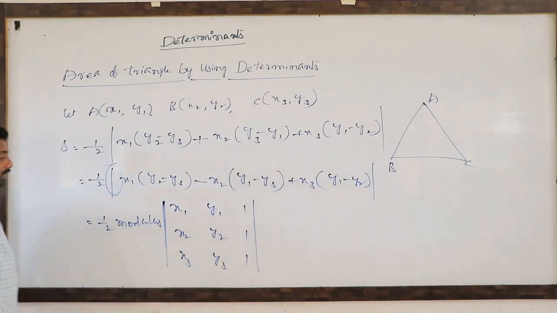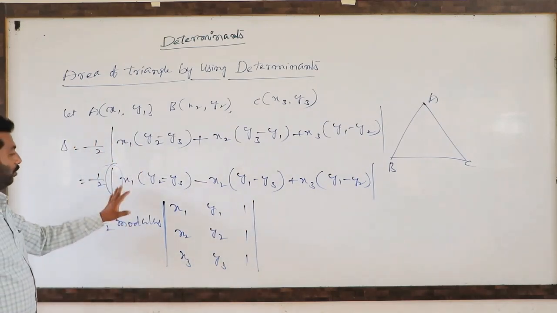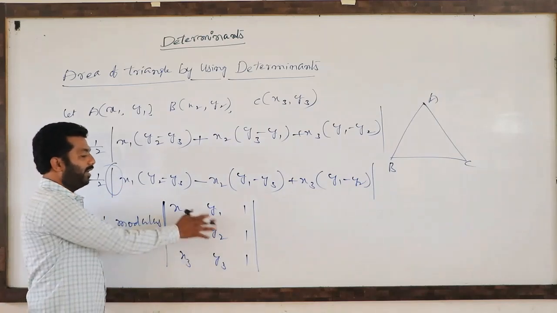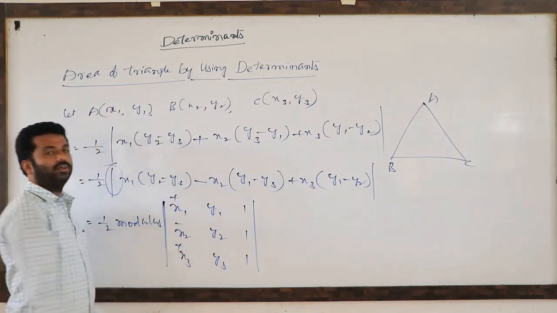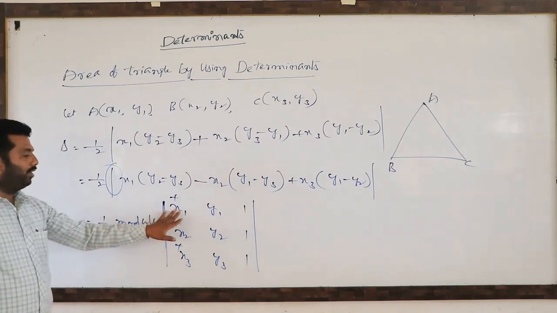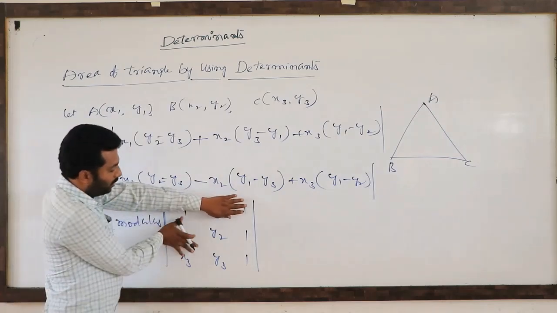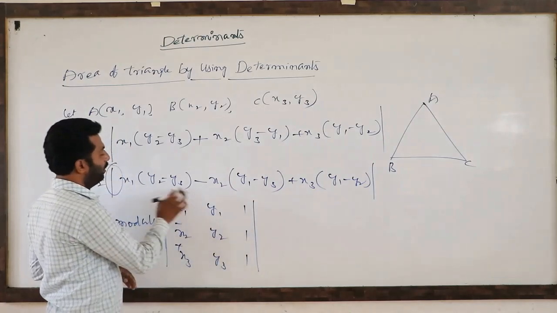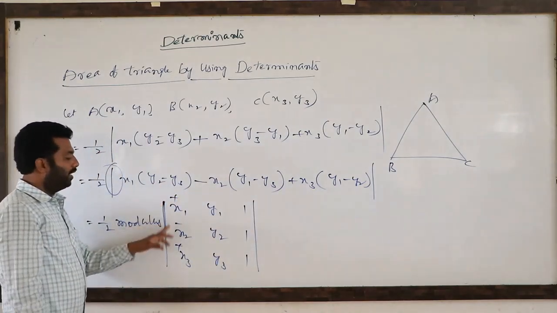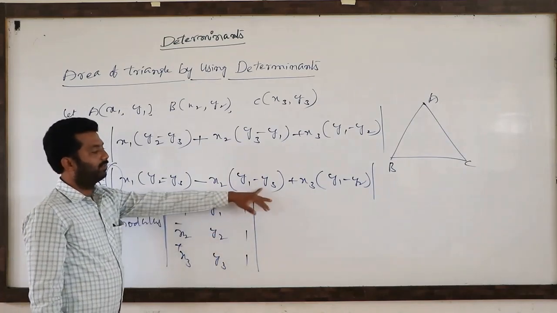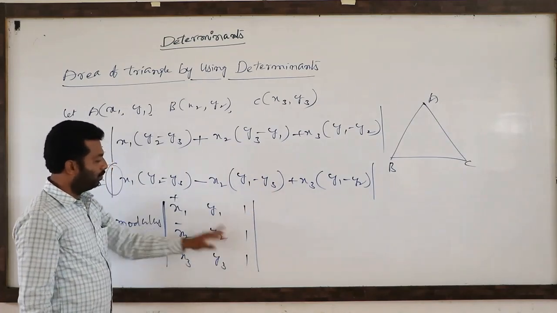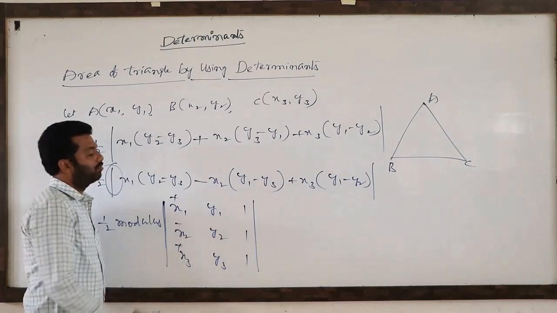Sir, why have you written it like this only? If you observe, expand this determinant along the first column: x1 into, if I close this row and this column, (y2 minus y3) is there, minus x2 into (y1 minus y3), plus x3 into (y1 minus y2) square units.